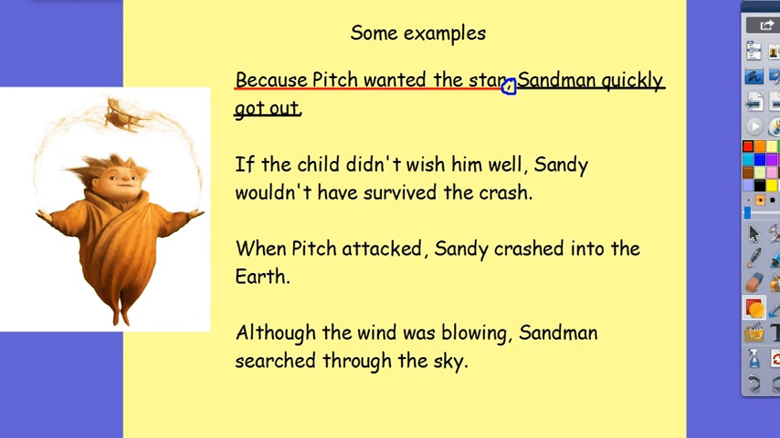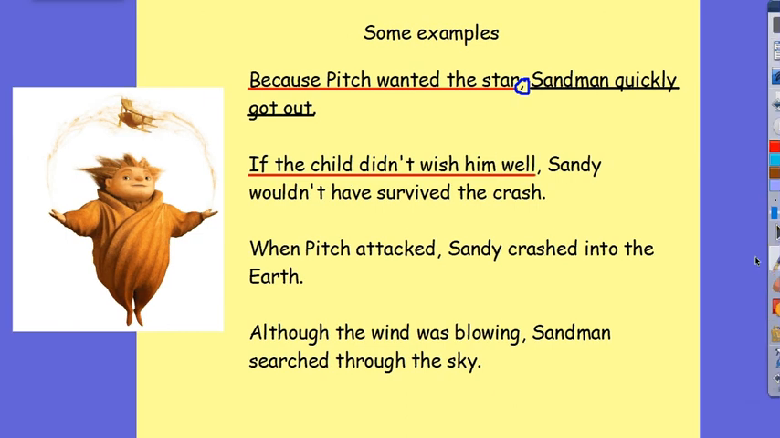So, again, in the first one, if the child didn't wish him well, Sandy wouldn't have survived. Our subordinate clause in this sentence is if the child didn't wish him well. That does not make sense on its own at all. And we've got that clue in the punctuation again, which I shall circle so we can spot it, of a comma to show us that subordinate clause is finishing.